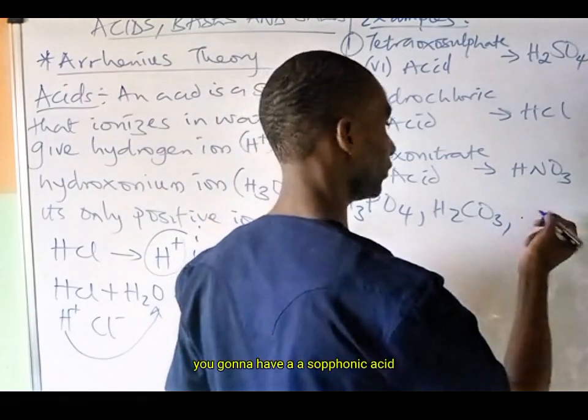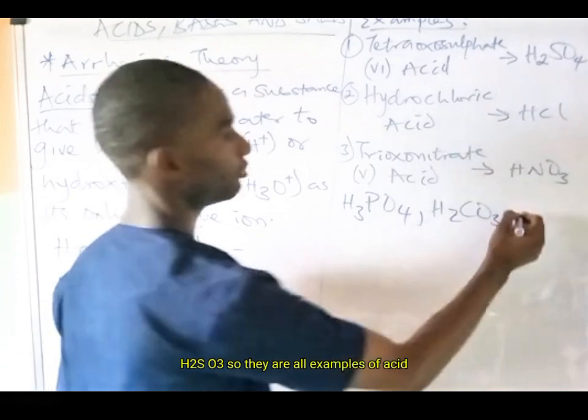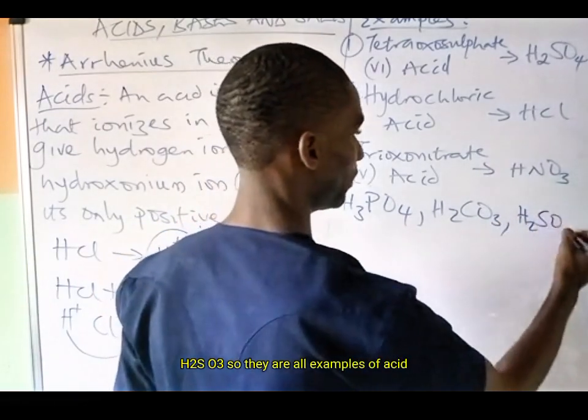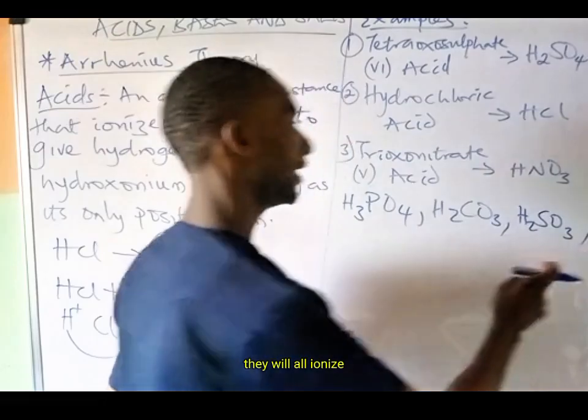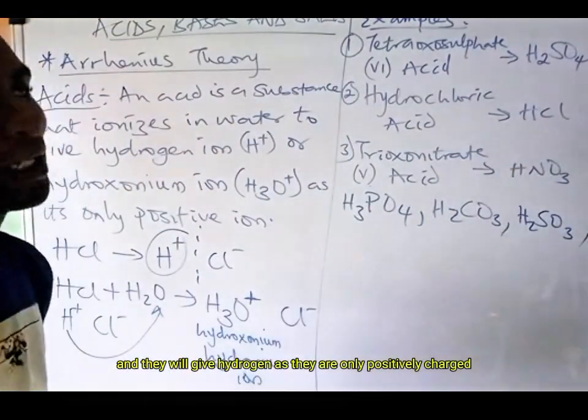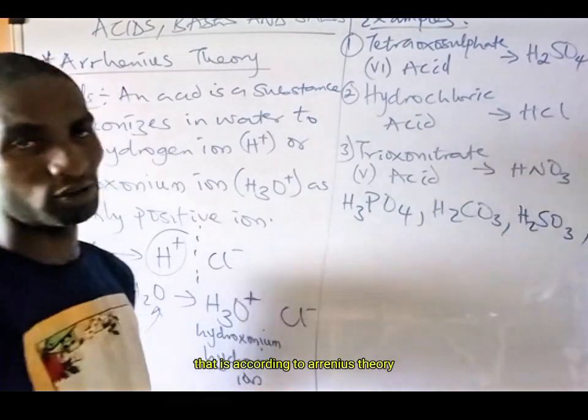You even have a sulfurous acid, H2SO3. So they are all examples of acid. They will all ionize and they will give hydrogen ion as their only positive ion. That is according to Arrhenius theory.